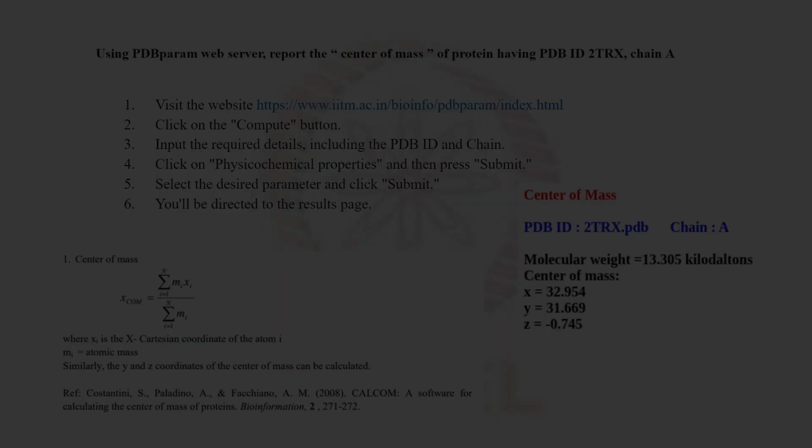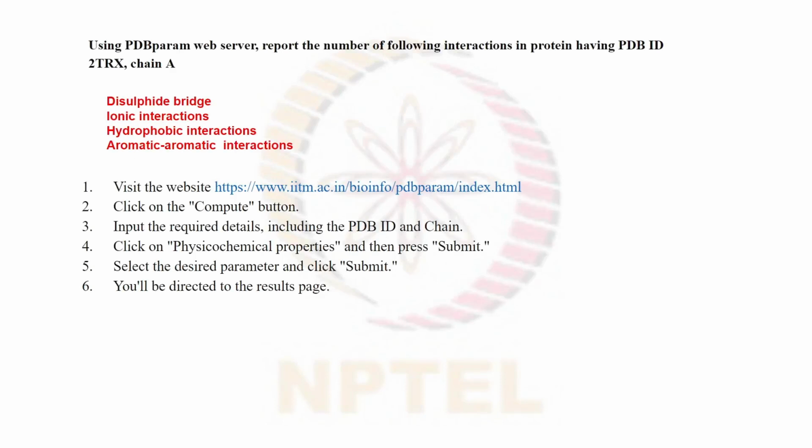Okay, similarly, now we'll try to identify some non-covalent interactions in PDB param. Here I have given the same PDB ID and chain ID, and you can log in to PDB param and try to report the number of disulfide bridges, number of ionic interactions, number of hydrophobic interactions, and number of aromatic interactions.